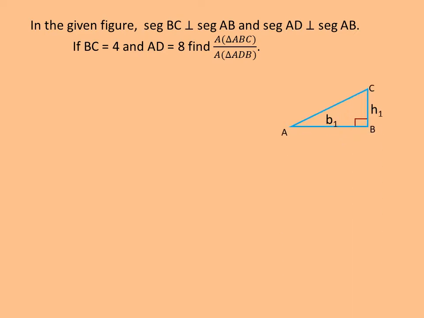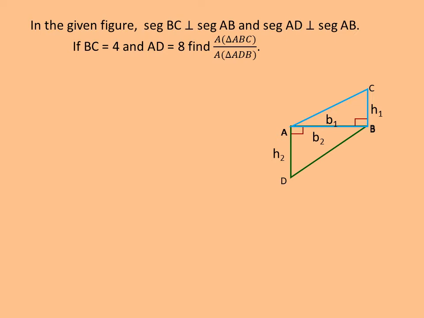So triangle ABC, in which we can say BC is perpendicular on AB. Why? 90-degree angle. Here is triangle ADB, which has AD perpendicular on AB. Got it? So BC they have given to us 4 and AD they have given 8, and they want you to find out the ratio of area of triangle ABC upon triangle ADB. So let us see now.